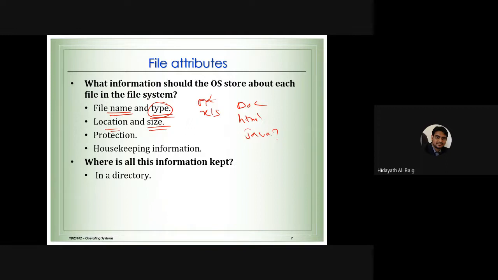Okay, so these are all points we already know from our first year of IT. And every file has protection, whether we can read the file only, or whether we can read and write. It means we can read the file, and also we can write the data into the file. A read-only file means we can only read the file. We cannot make any modification to the file, or even delete the file. And each file contains housekeeping information.